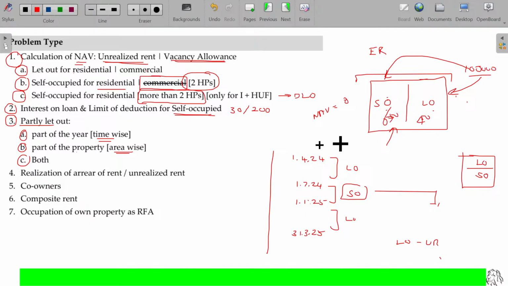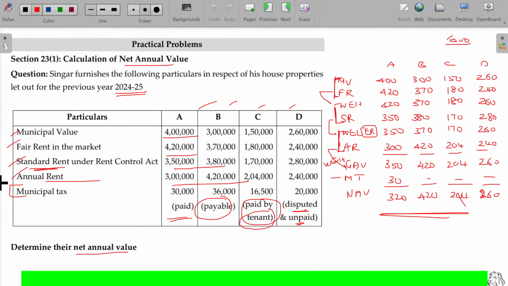Clear? So we may have part of the year let out, part of the property let out. Both the concepts here are a combination of these two. So let's now start with that one.